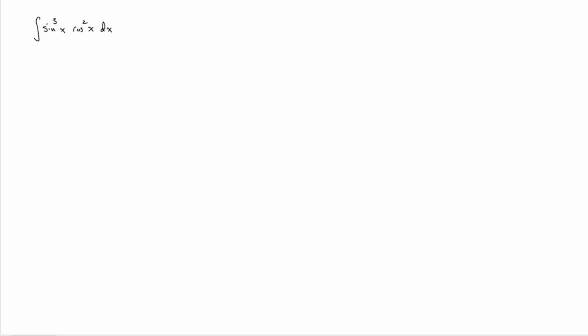You could try integration by parts. That will be a nightmare. And so we need some other kind of trick. And the trick is to use a trigonometric identity. And the identity I want to use is the most famous of the trig identities, that sine squared x plus cosine squared x is equal to 1.